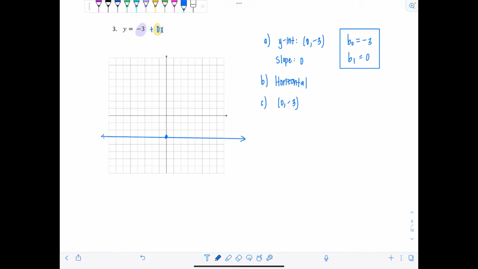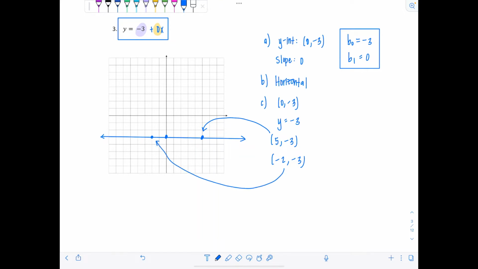If you wanted another point, just think of what the equation's telling you. The equation has no x in it, right? It's just saying y equals -3. That means x can be anything. So x can be 0, y is -3. X could be 5, y is -3. X could be -2, y is -3. 1, 2, 3, 4, 5. See, here's 5, -3. Here's -2, -3. So when x is missing from the equation, it means you have a horizontal line, and it also means that for any value of x, y stays the same.